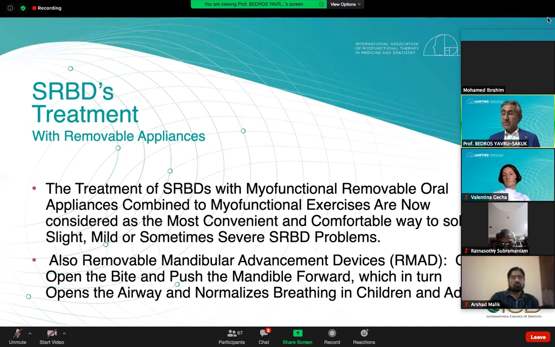Instead of CPAP machines and their complications, today the treatment of SRBDs with removable myofunctional appliances combined with myofunctional exercises is considered the most convenient and comfortable way to treat slight, mild, or even sometimes severe SRBD problems. In addition, removable mandibular advancement devices can be used to open the bite, push the mandible forward, which in turn opens the airway and normalizes breathing of the patient.